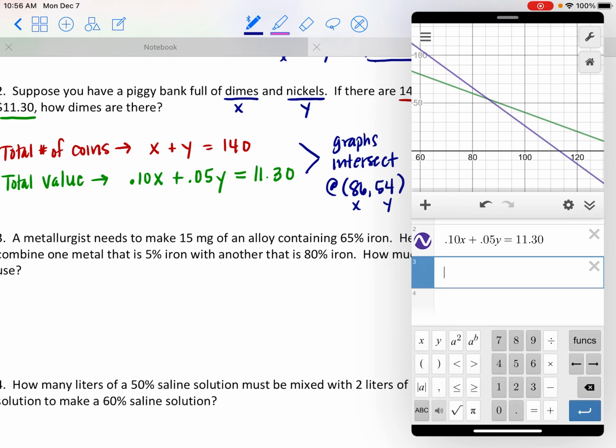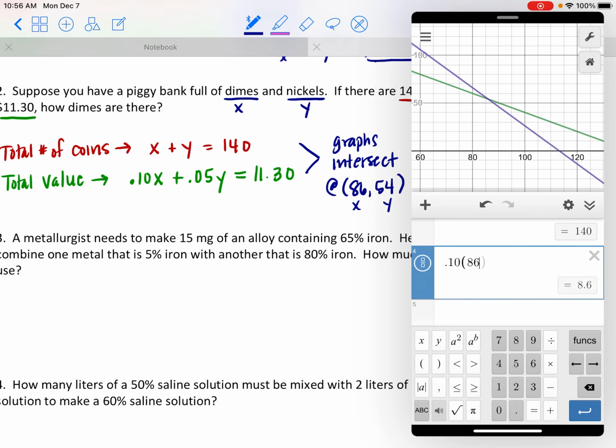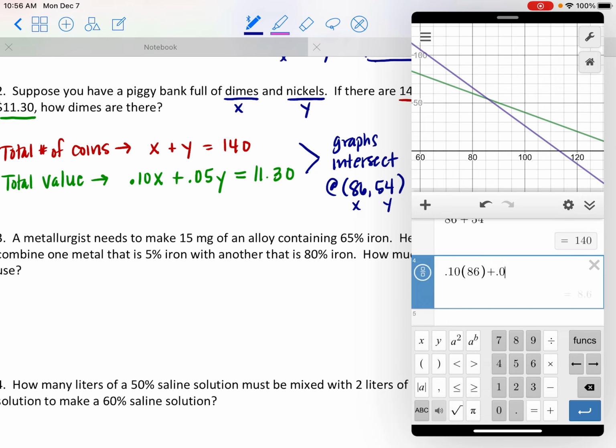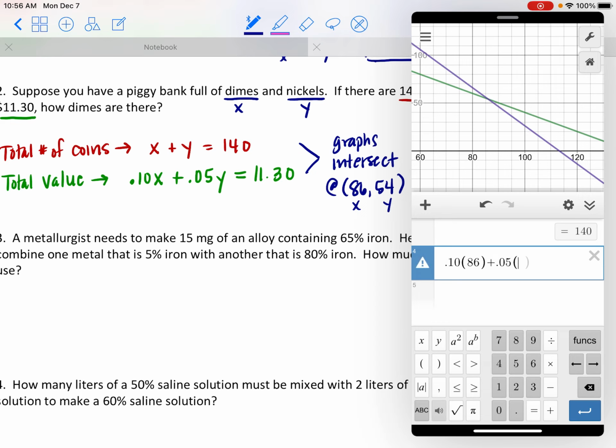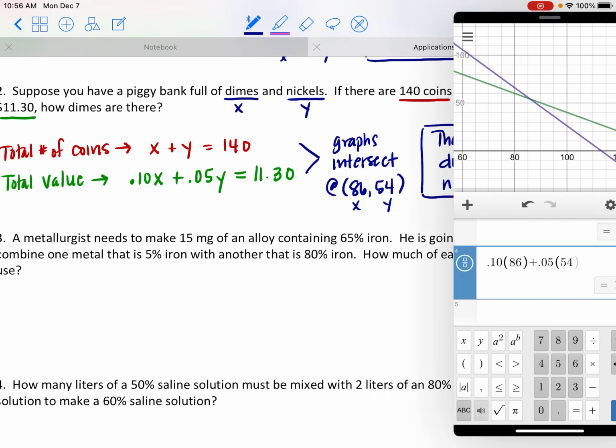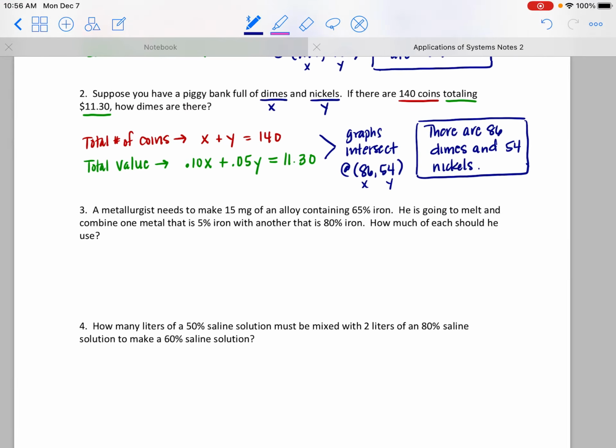86 and 54 should be 140 coins altogether. So 86 and 54 does make 140. And if I had 10 cents for each of those 86 dimes, and 5 cents for each of the 54 nickels, I do have $11.30 total. Okay? Not so bad, hopefully.